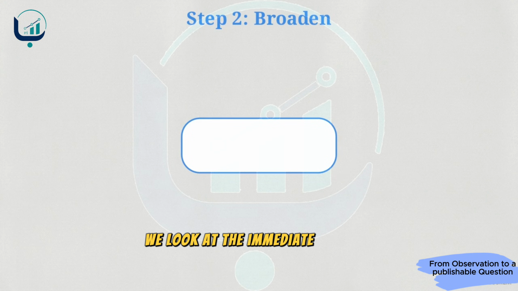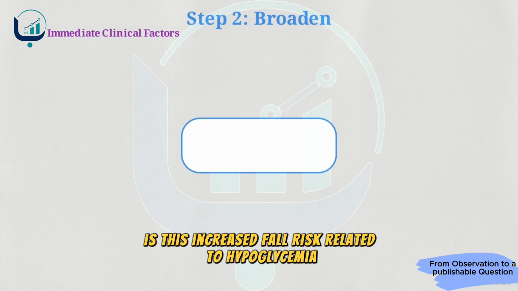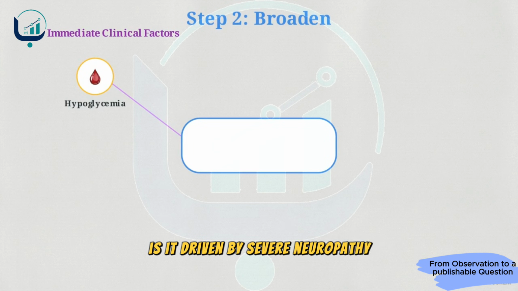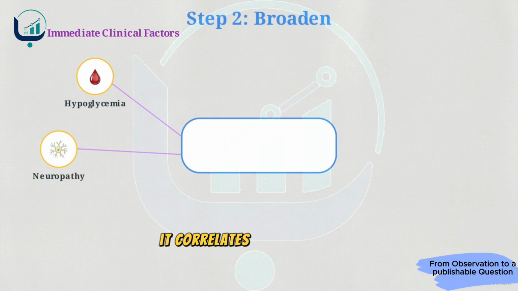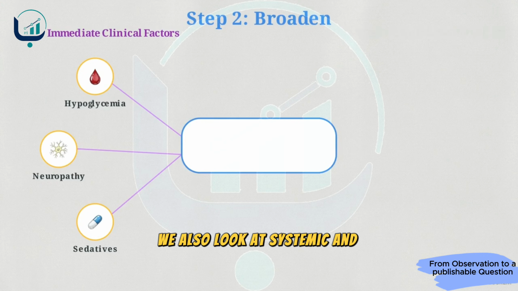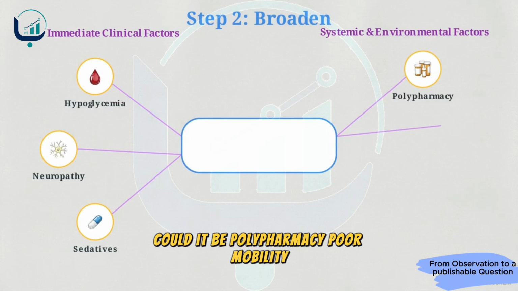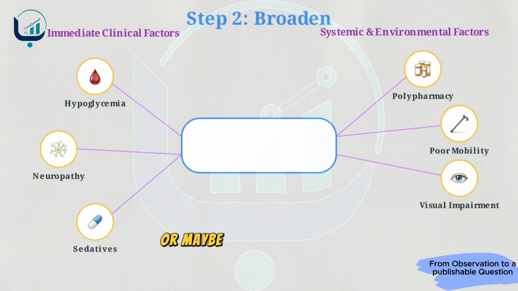We look at the immediate clinical factors. Is this increased fall risk related to hypoglycemia? Is it driven by severe neuropathy? Or perhaps it correlates with the use of sedative medications? We also look at systemic and environmental factors. Could it be polypharmacy, poor mobility, visual impairment, or maybe a correlation with overall hospital length of stay?